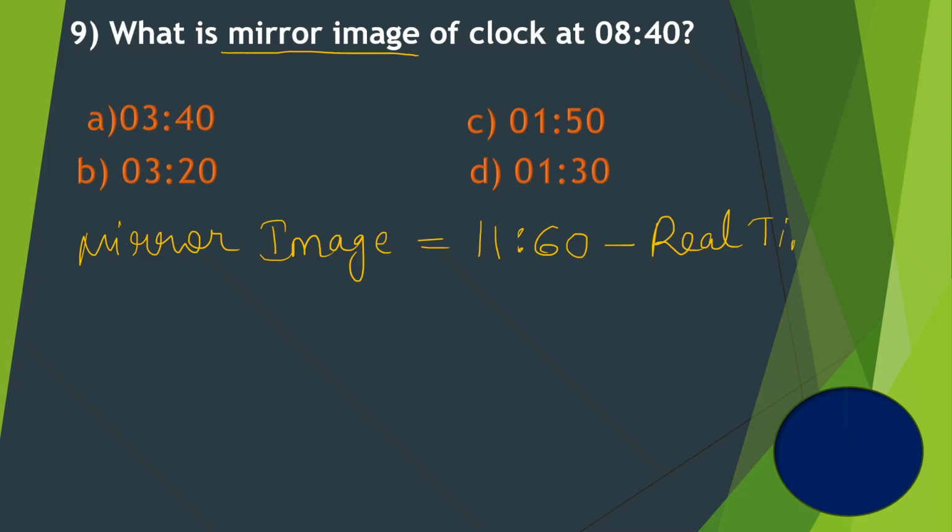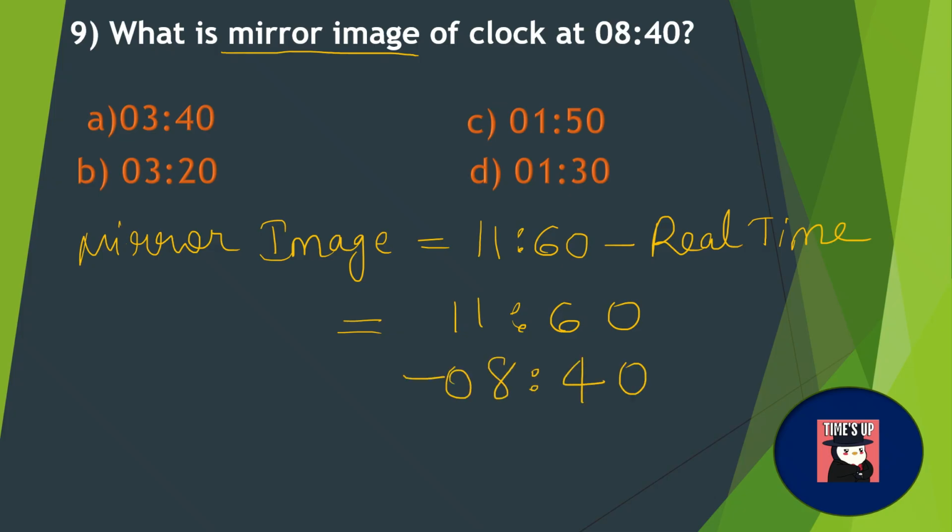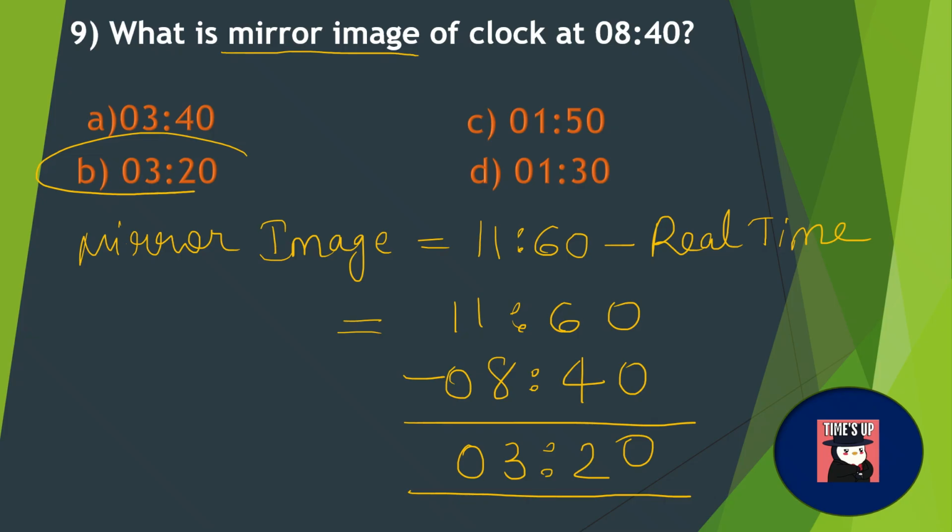What is the real time given to you? The real time given to you is 840. So what will be the answer? 320. So the correct option is B, that is 320.